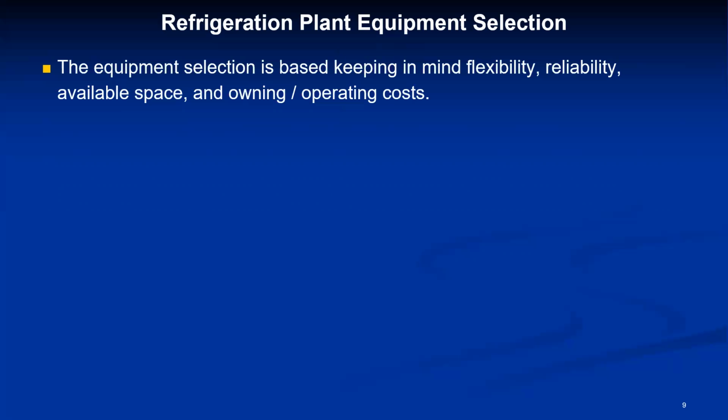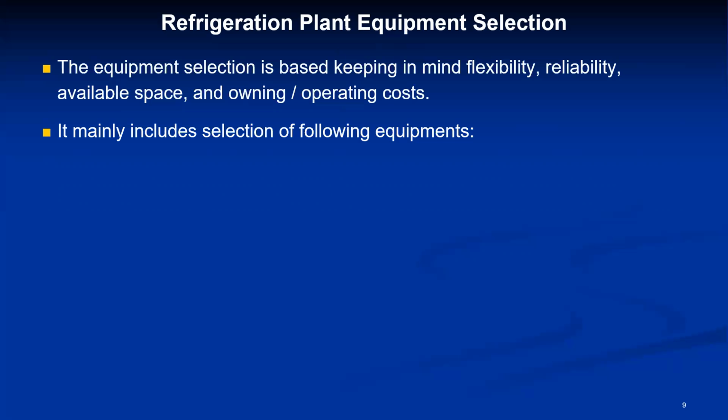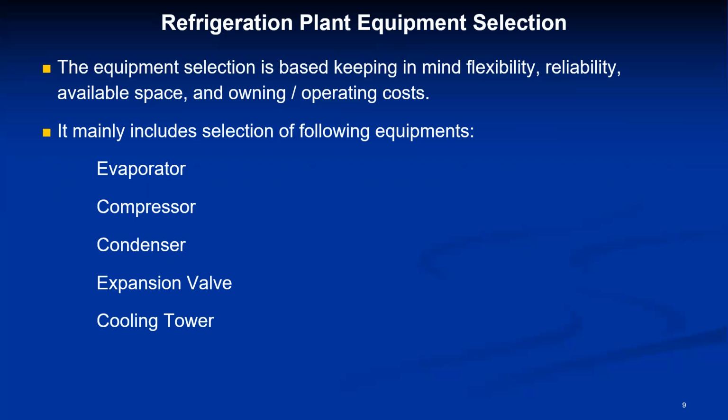plant owner. The available space, depending upon the size, is not the major criterion in cold storage, but cost is also a major criterion. Equipment selection mainly includes selection of the following equipment: evaporator, compressor, condenser, expansion valves, and cooling tower.